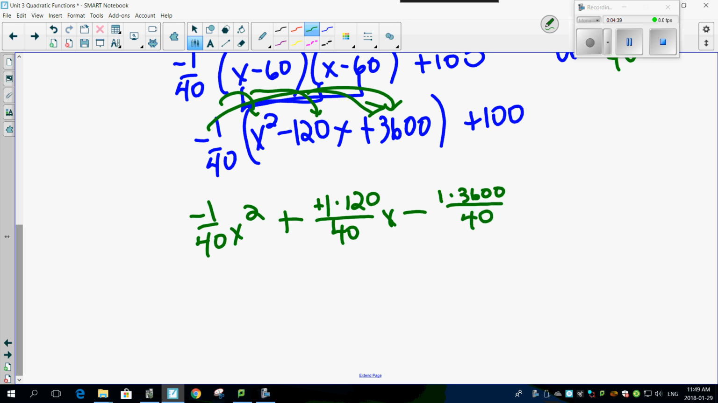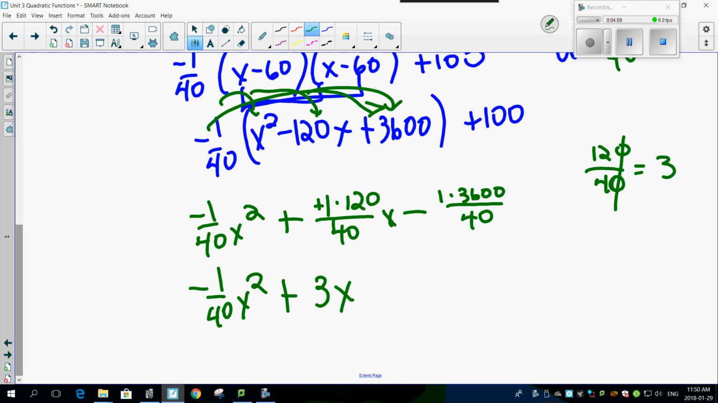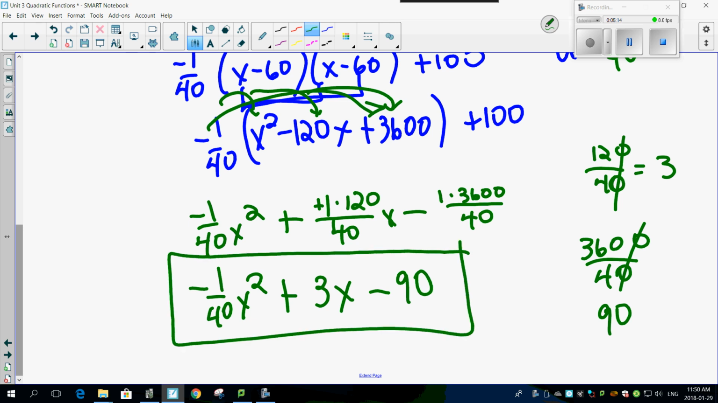And you can always pop that into your calculator if you want, but if you're really good at it, remember, this is just 120 over 40. Cancel the zeros. 4 goes into 12 3 times. So this is negative 1 over 40 x squared plus 3x. Now look at this. You got 3600 over 40. Cancel the zeros. 4 goes into 36 9 times with an extra 0, minus 90. And there's our equation in standard form. Done.